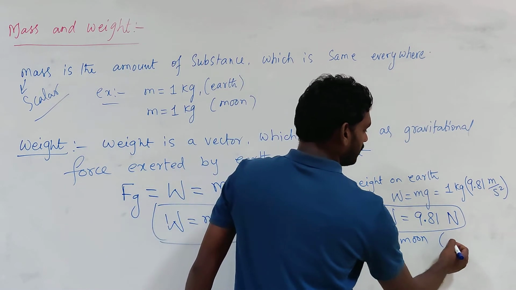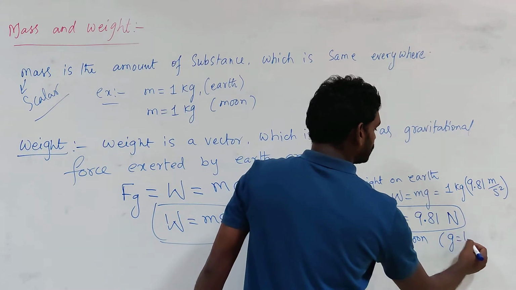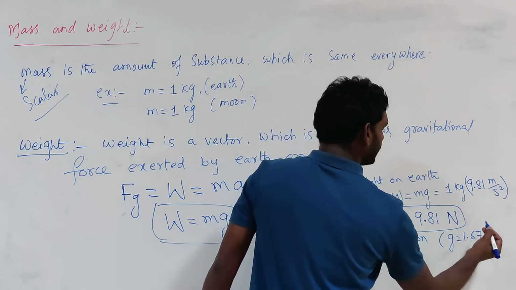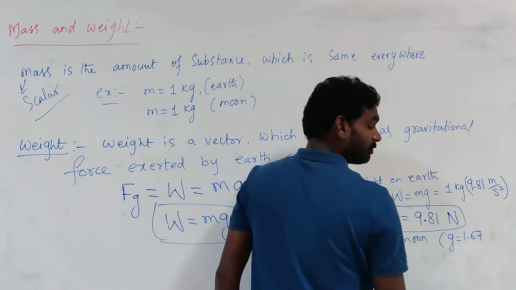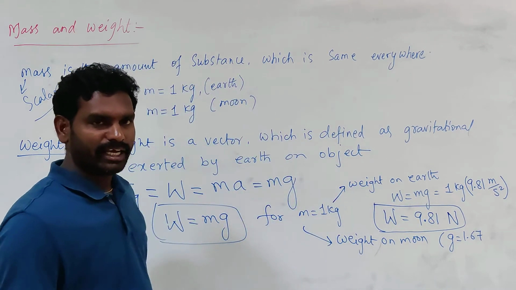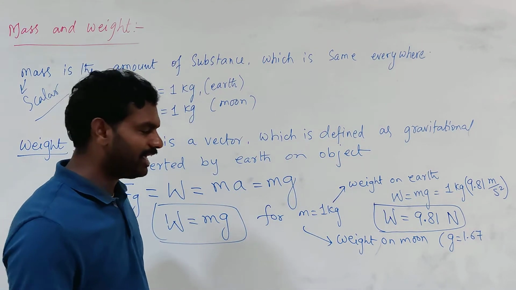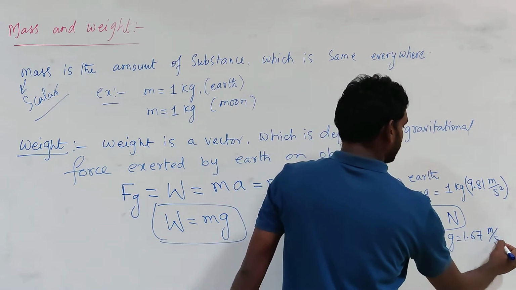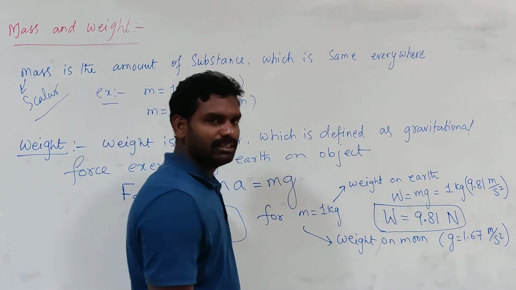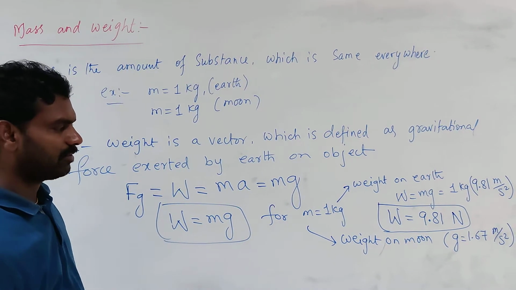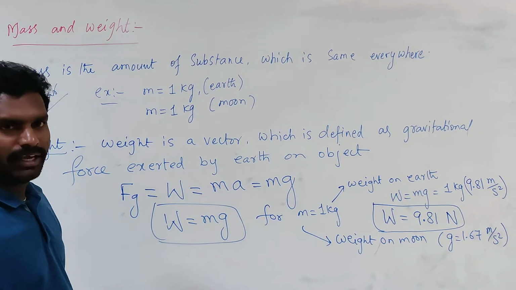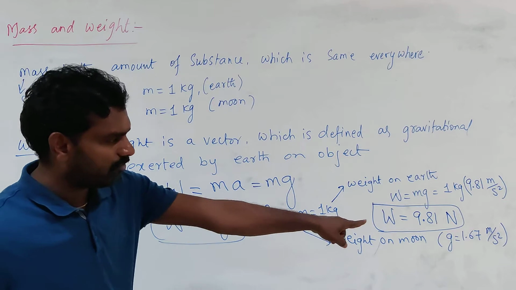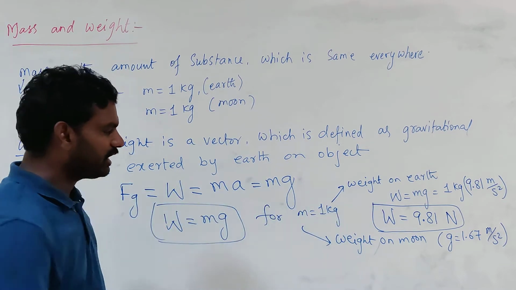We know that the acceleration due to gravity on the Moon's surface is approximately 1/6 of the acceleration due to gravity on Earth's surface. So g equals approximately 1.67 meter per second square. On the surface of the Moon, acceleration due to gravity g equals 1.67 meter per second square.